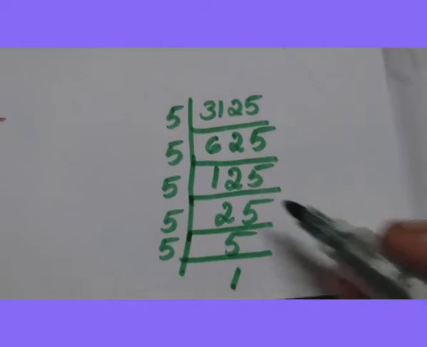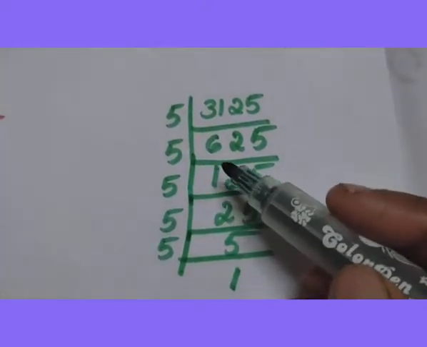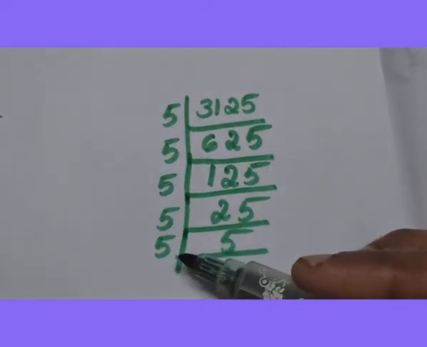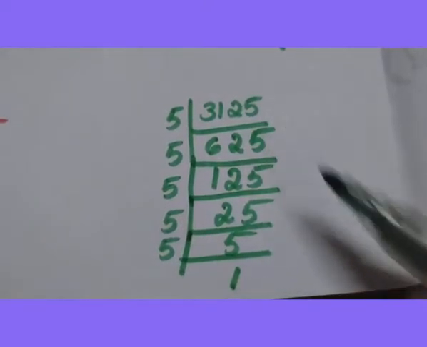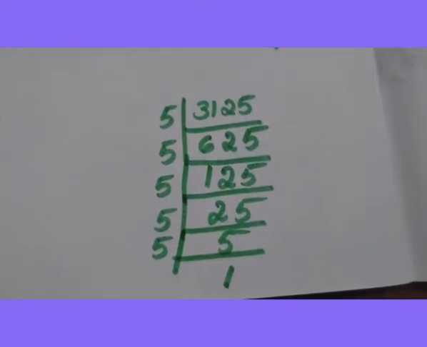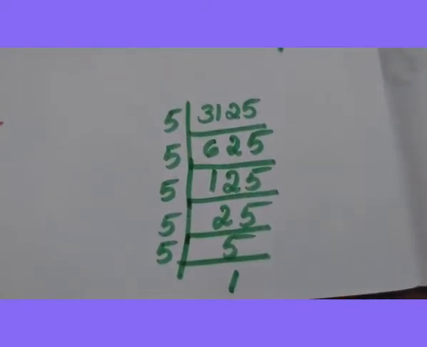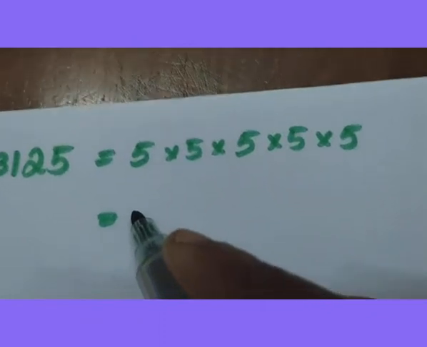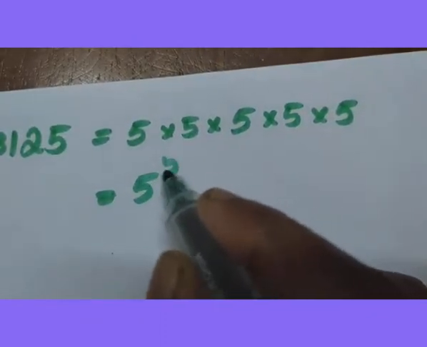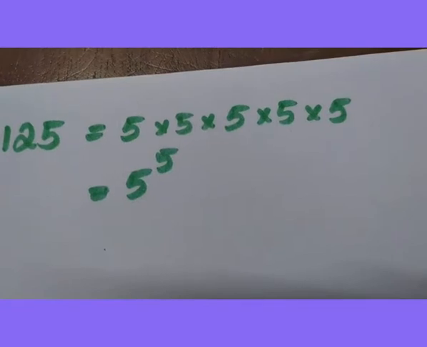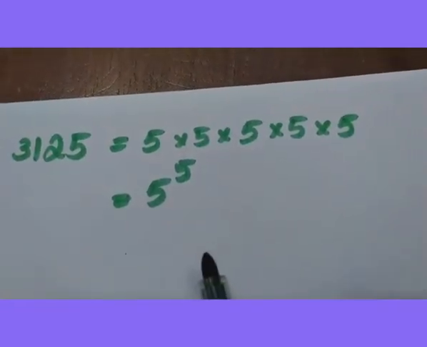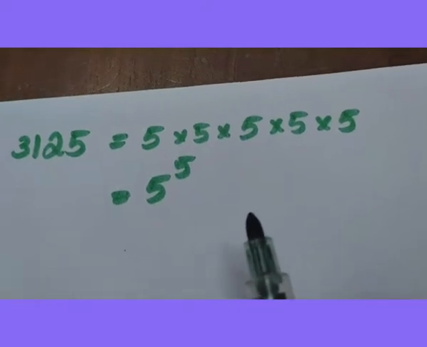Okay. So here, in exponential form, how will you write? 5 into 5 into 5 into 5 into 5. Okay. 3125 means, in exponential form, 5 into 5 into 5 into 5 into 5. That means 5 multiplied 5 times, is it not? So what's the base and what's the exponent here? Here, 5 multiplied 5 times. So 5 is the base and that 5 is the exponent, is it not?